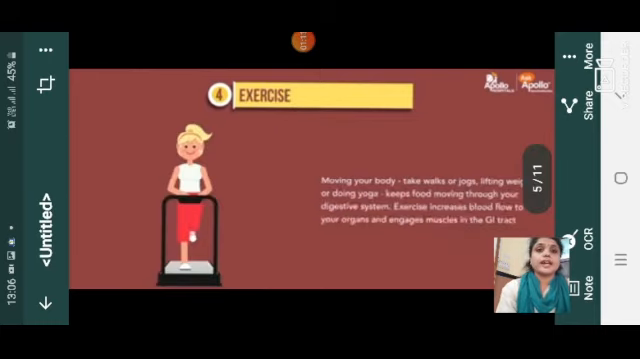Okay, next, exercise. As you know, exercise keeps a man healthy and strong. Okay, moving your body, take a walk or jog. Exercise increases blood flow to your organs.